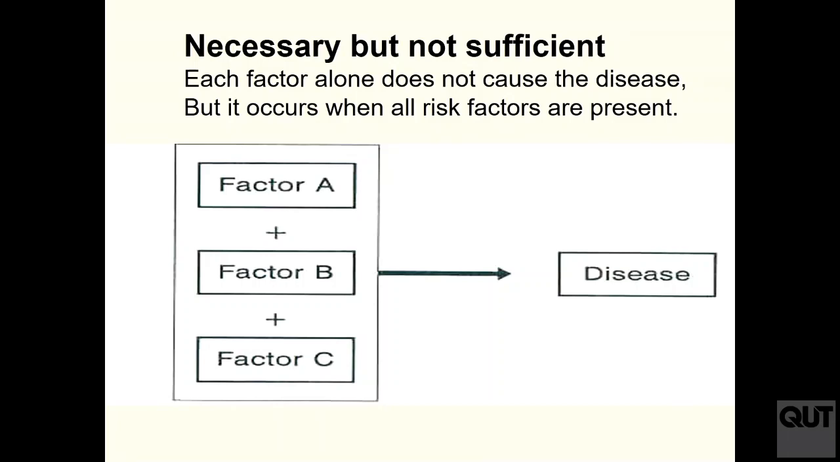So each factor alone does not cause the disease, but it occurs when all risk factors are present. An example of that is tuberculosis. You have to be exposed to the bacillus, and you need to be susceptible. A lot of people are exposed to tuberculosis and do not get the disease. People with compromised immune systems will often be susceptible. Their system is unable to defeat the bacillus.